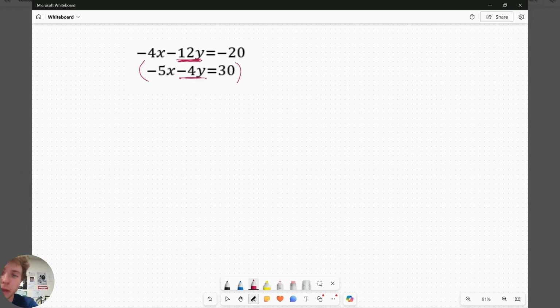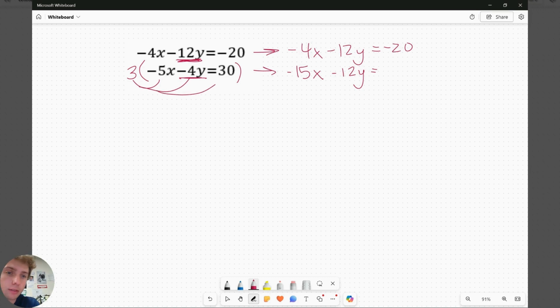I know that if I multiply 4 by 3, that will give me 12. So let's see if we can create our opposite terms right now. When I take this 3 and multiply, that 3 multiplies with everything. It multiplies with the 5. It multiplies with the 4y. It even multiplies all the way to the other side of the equation with the 30. When you do that multiplication, make sure you multiply with everything. Most people's mistake is they don't multiply to the other side of the equation.